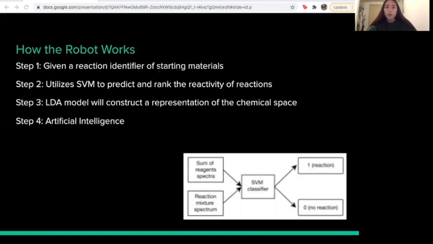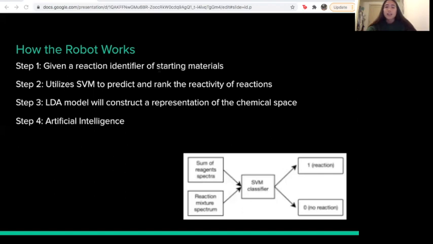So y'all are probably wondering how this robot works. Well, first, the robot is given a reaction identifier, which is a spectra that consists of several starting materials to explore the chemical reaction space. The machine compares different starting materials by their spectrum and their reactivity to calculate the probability of reactivity for different reaction combinations. It randomly selects and combines the different materials. Therefore, the database is built from scratch and there is no bias, leading to a valid result.